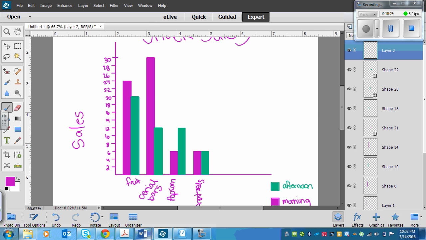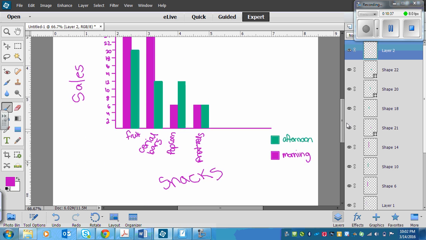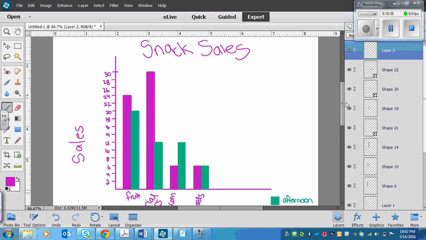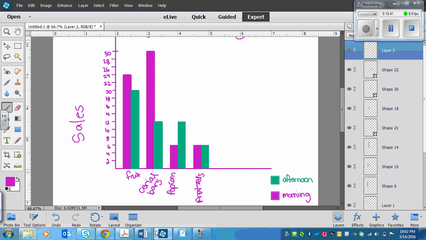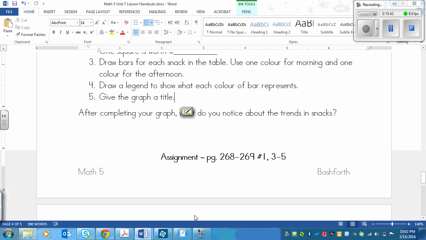So this is how you make a double bar graph. It does take a little bit of time and precision to get it right, but they're really handy when you need to compare data. So you've got four questions to do in your textbook. It's on page 268 to 269, and it is numbers 1 and 3 to 5.